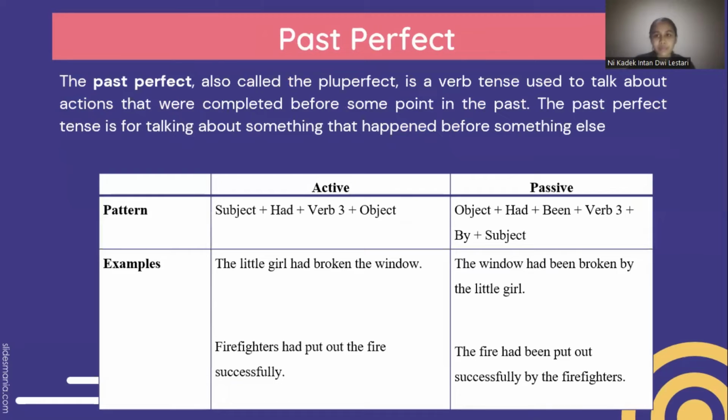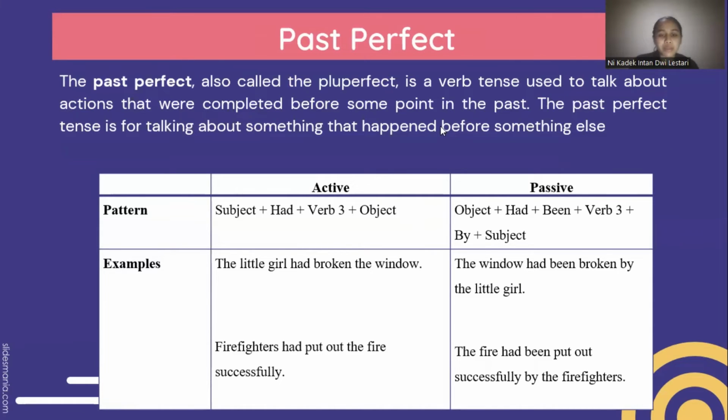So, now past perfect. The past perfect, also called the pluperfect, is a verb tense used to talk about actions that were completed before some point in the past. The past perfect tense is for talking about something that happened before something else.